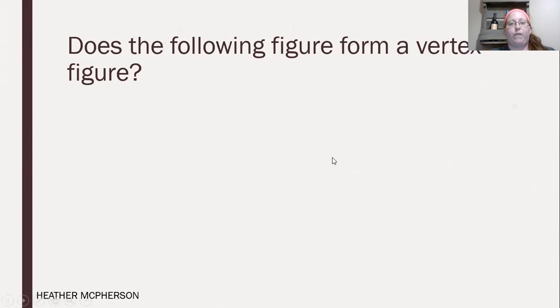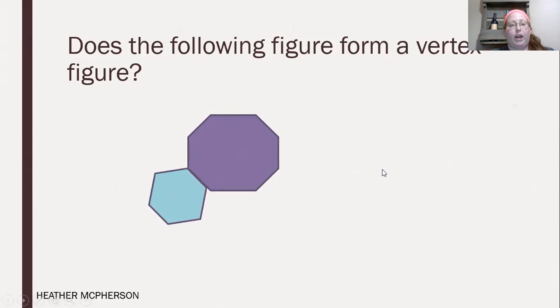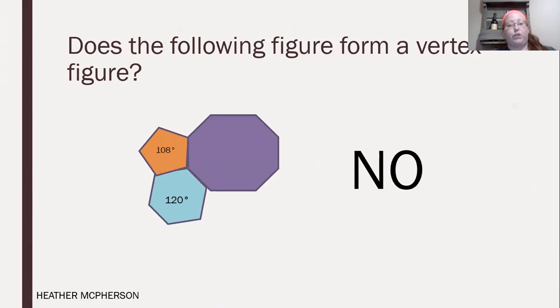Now, we want to know if the following figure forms a vertex figure. Here we have an octagon, a hexagon, and a polygon. Now, it does not form a vertex figure. Okay, so now that we know it doesn't, why does it not form a vertex figure, you ask? Well, first you're going to have to find the total surface area of each shape. And here we have the polygon is 108 degrees, the hexagon is 120 degrees, and the octagon is 135 degrees.